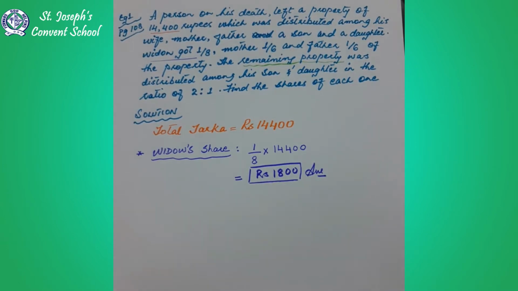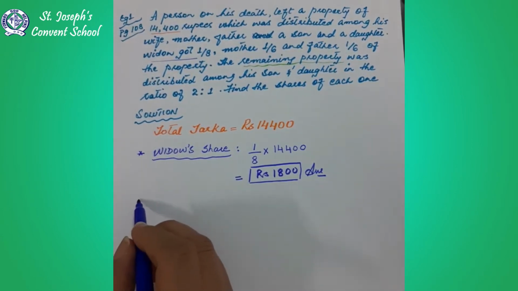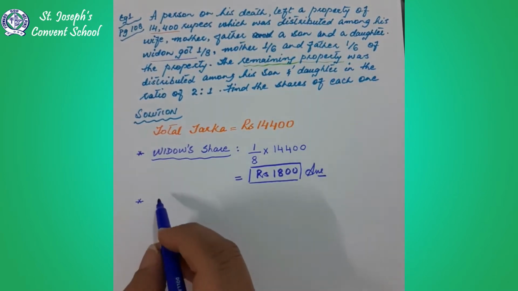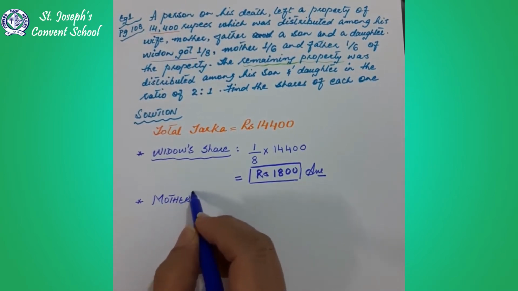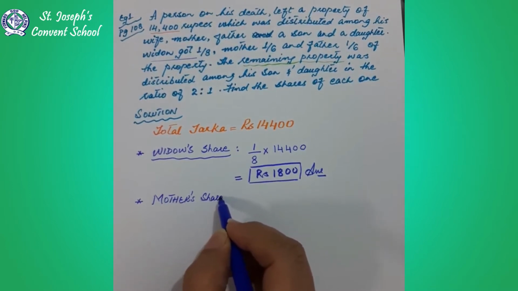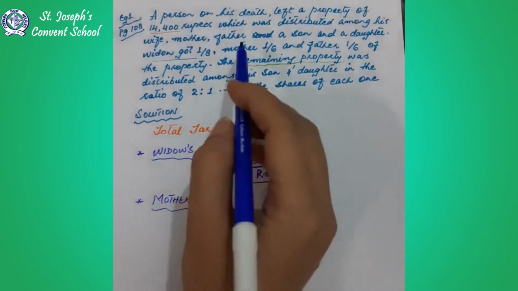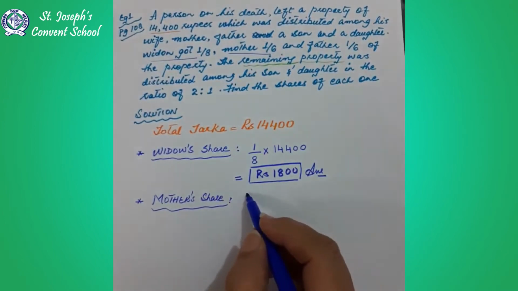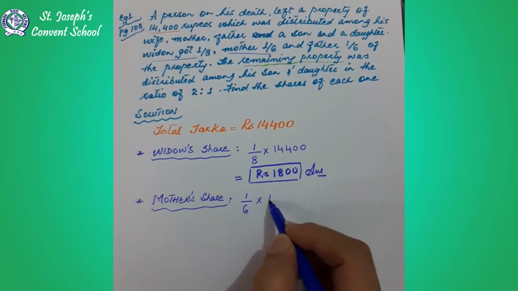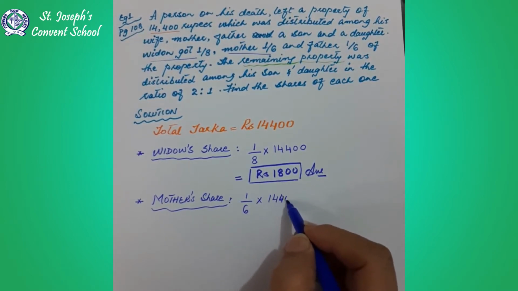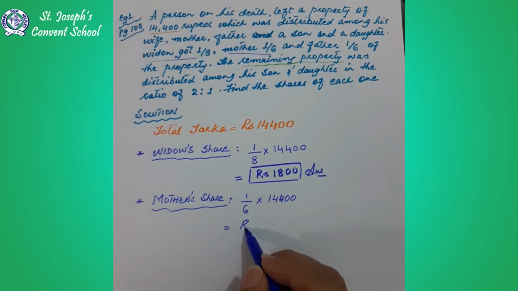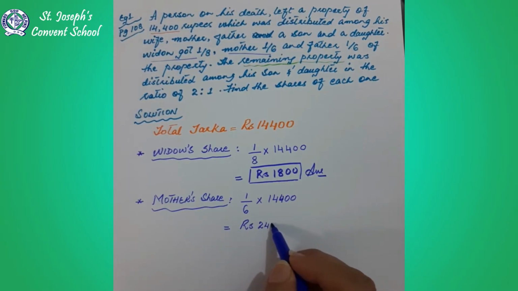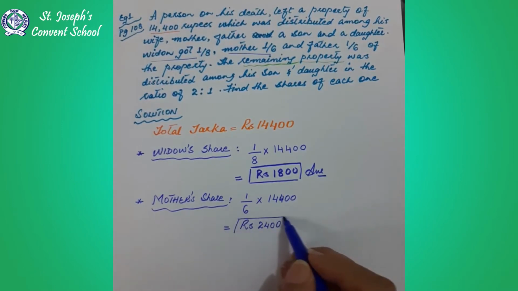Now next one is mother's share. Now what is mother's share? It is given that mother is 1 by 6. So 1 upon 6 multiplied by total property 14,400. So again divided by 6, 14,400 divided by 6, you'll get rupees 2,400. Okay, this is mother's share.